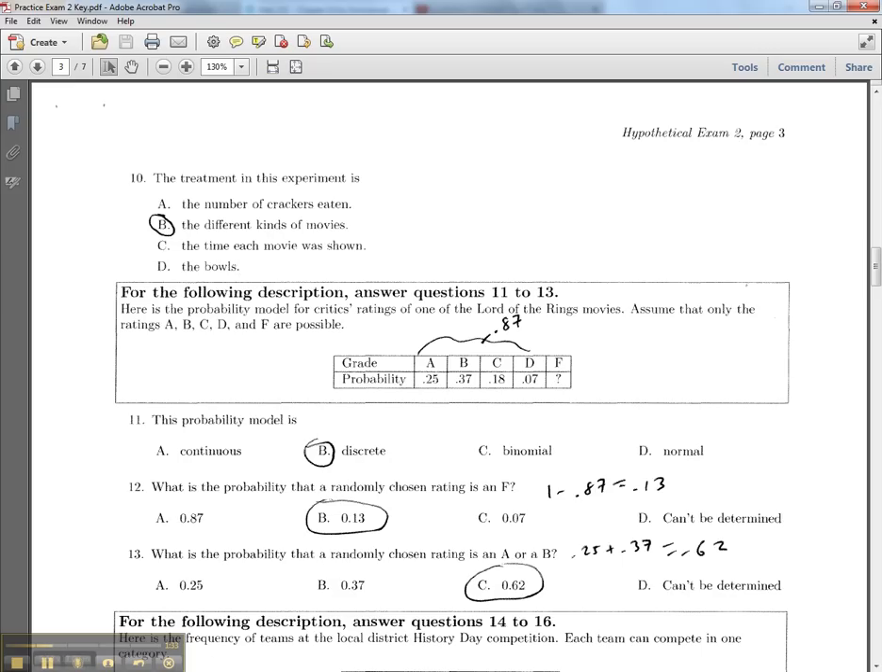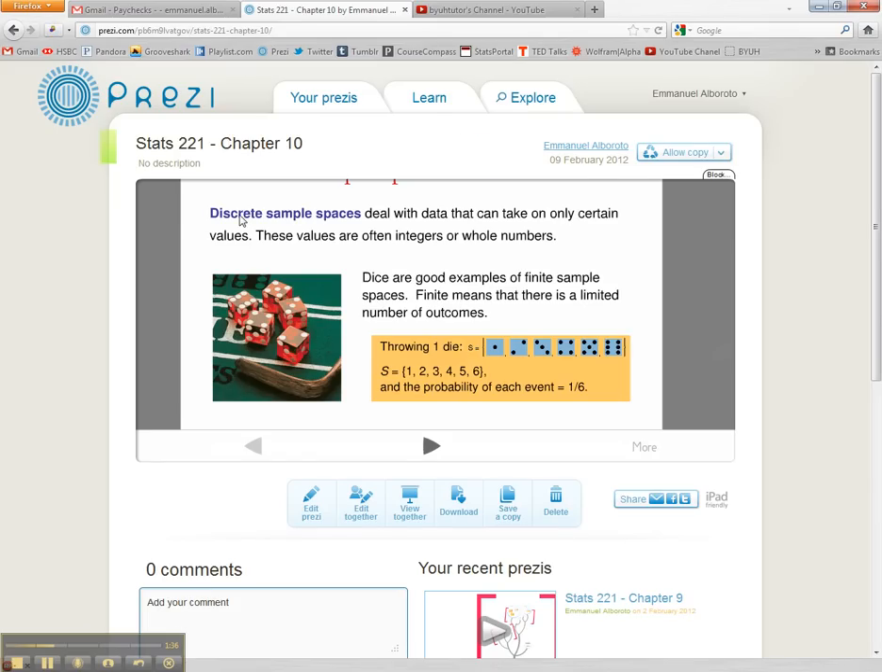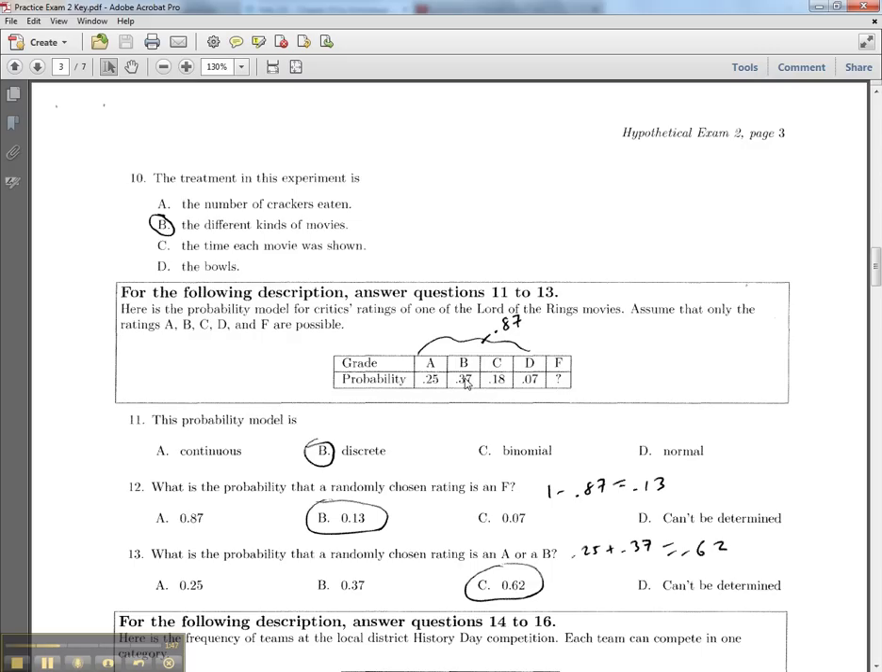If we go and look at the definition for discrete, discrete sample spaces deal with data that can take only certain values. These values are often integers or whole numbers. So for this question, look, the probabilities are finite: 0.25, 0.37, 0.18, 0.07. And it's not continuous because it doesn't continue on. It is just 0.25. It is just 0.37. So that's why it's not continuous. And binomial, the 4 requirements of the binomial setting aren't really described here. And D, that's not normal. So B is the answer for number 11.